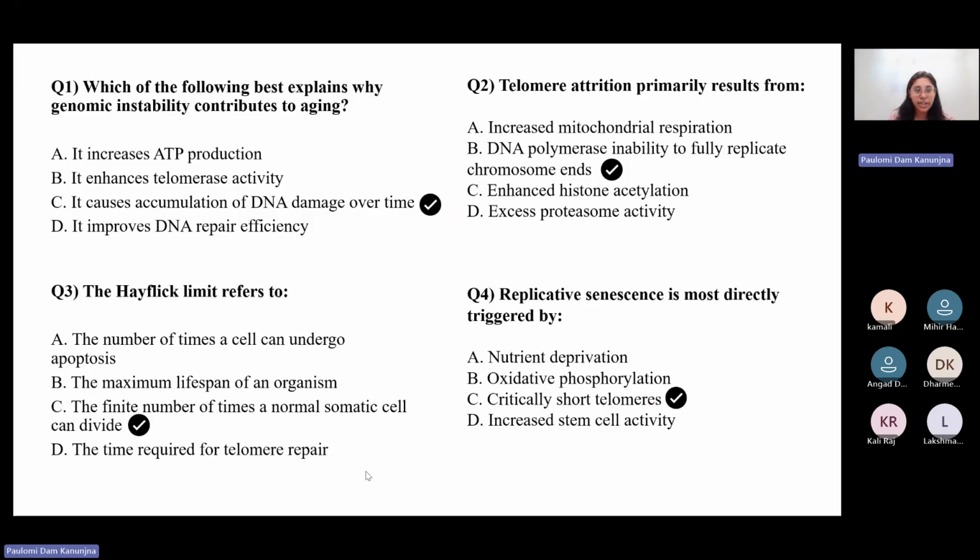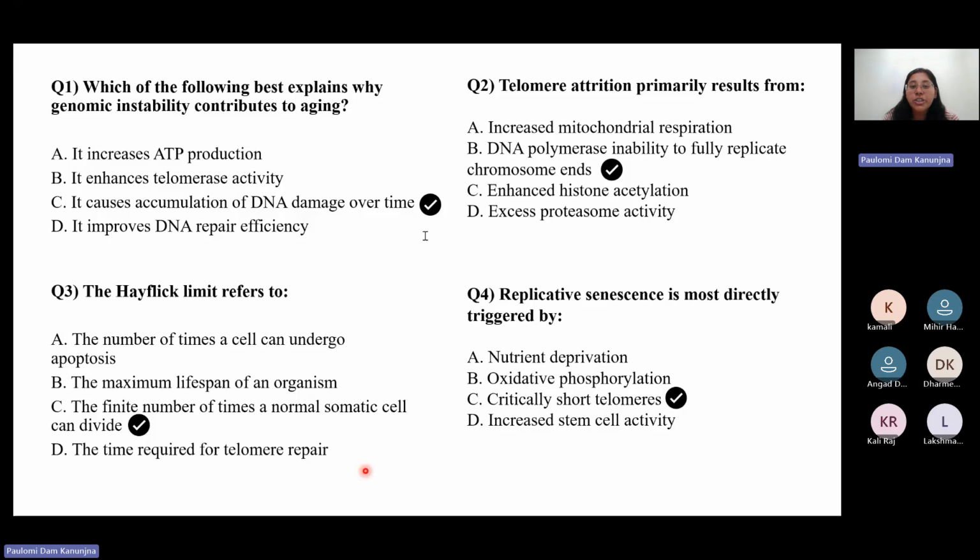Okay, so let me look at the answers. Right. So let me just explain them. The first one says, which of the following best explains why genomic instability contributes to aging? So why should any problem with the genome contribute to a cell being aged, right? And that's because of the C option, which says it causes accumulation of DNA damage over time, right? Genome means something to do with DNA, and anything related to genomic instability is basically leading to accumulation of mutations and DNA damage. And as these are problematic for cellular function, these contribute to aging, right?